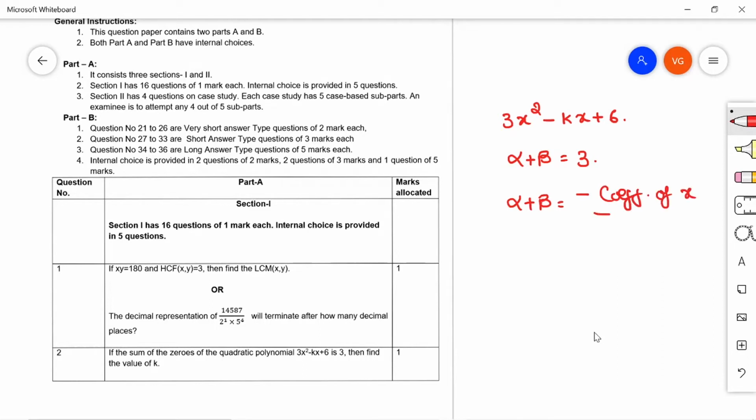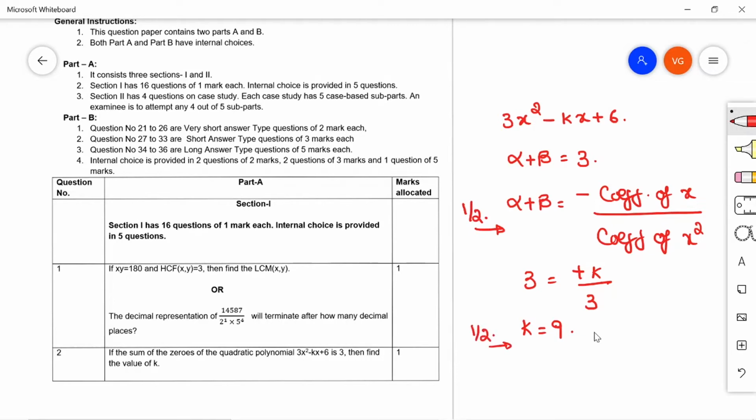The sum of the zeros, alpha plus beta, is nothing but minus of coefficient of x divided by coefficient of x square. So you equate 3 to minus of minus k, that will be plus k, divided by the coefficient of x square, which is 3. So the value of k is 9. Don't forget to write down the formula. The marking scheme is half mark for writing down the formula and another half mark for finding the k value.